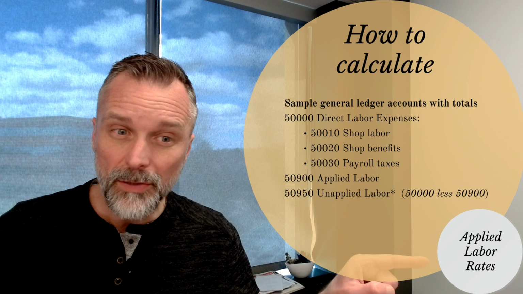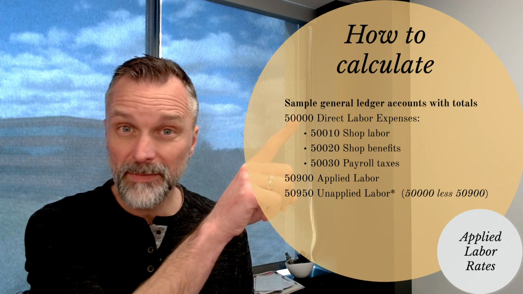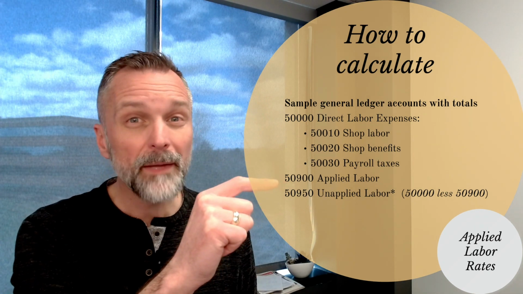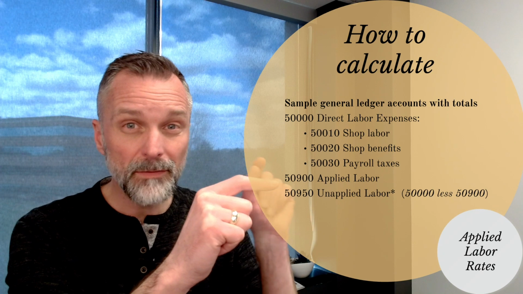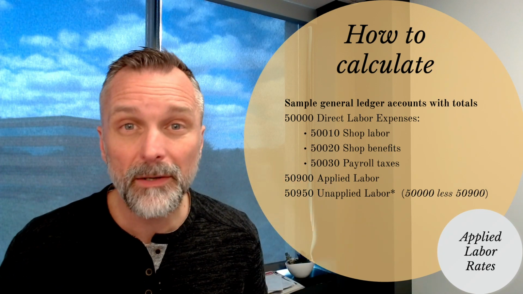So the rate that's used, I'm going to discuss in a second, but the main idea here is if we're paying our employees, say $10,000 a week, and we're logging our time, we want the applied labor, as long as the rate is correct, to get as close as possible to that same $10,000.